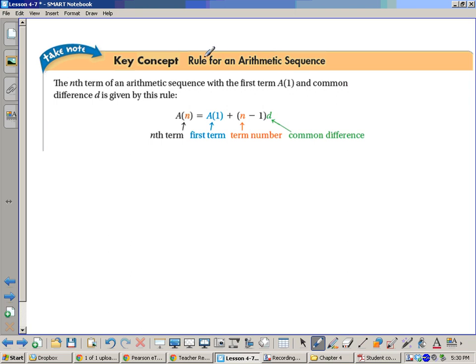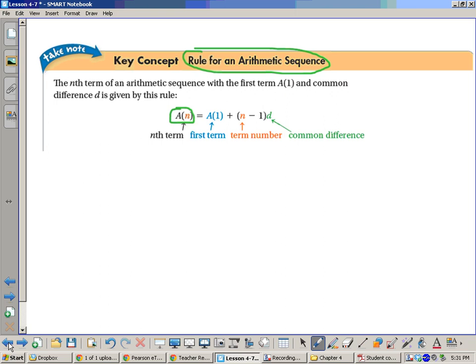Well, this is called a rule for an arithmetic sequence. The rule for the arithmetic sequence, and we're going to remind you that this is just function notation. A of n just means function. And in order to find the nth term of an arithmetic sequence, we're going to take the first term. This is identified as the first term. And we're going to add the term number that we're trying to find. So if this was the 100th, we would then subtract 1 and then multiply by the common difference.